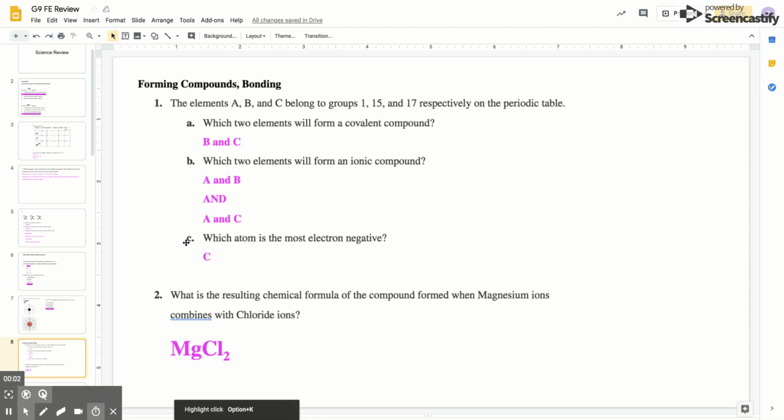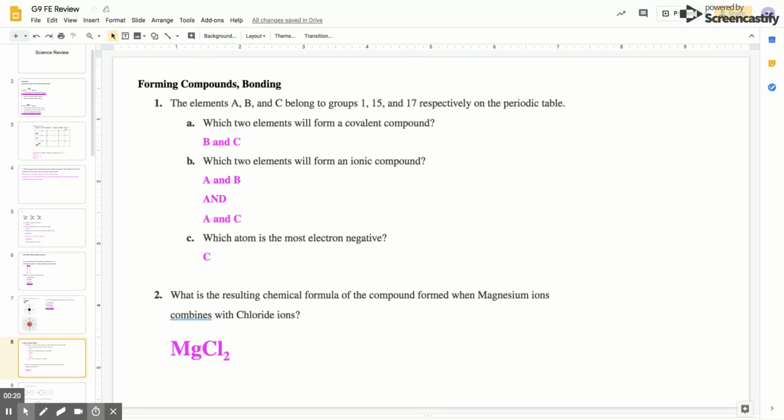Hello, everyone. So, forming compounds and bonding. The first thing we need to clarify is the difference between covalent and ionic compounds. We know covalent compounds are formed between two nonmetals. Ionic compounds are formed between a metal and a nonmetal.